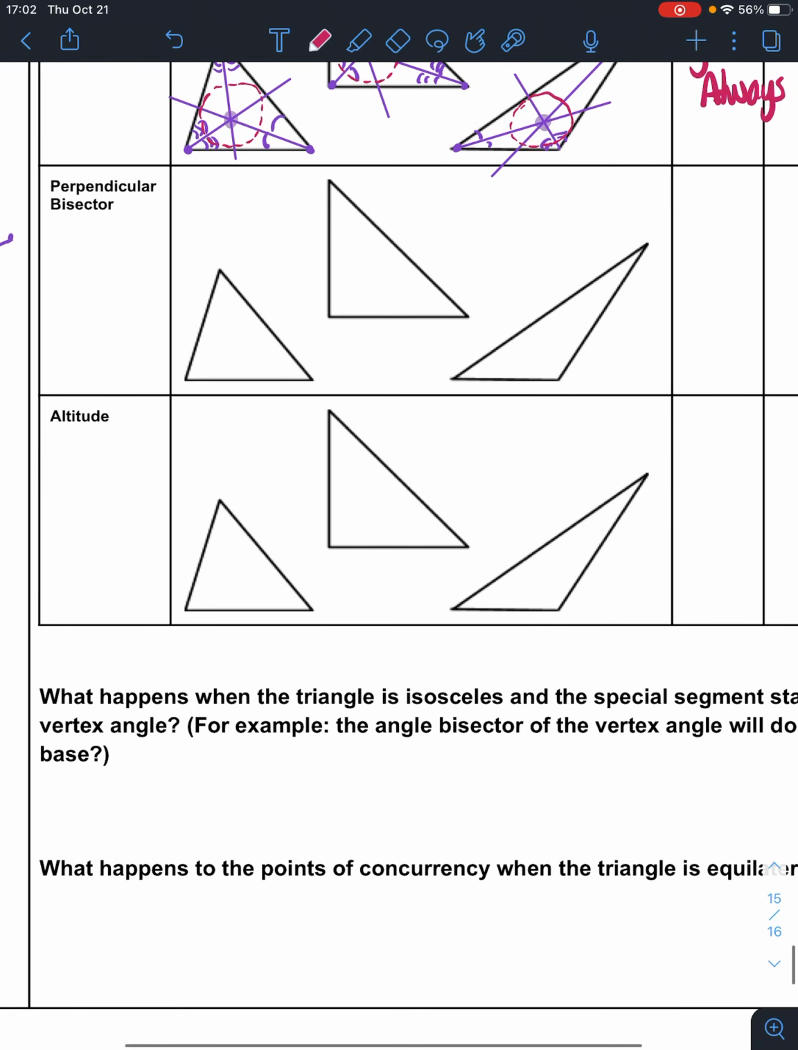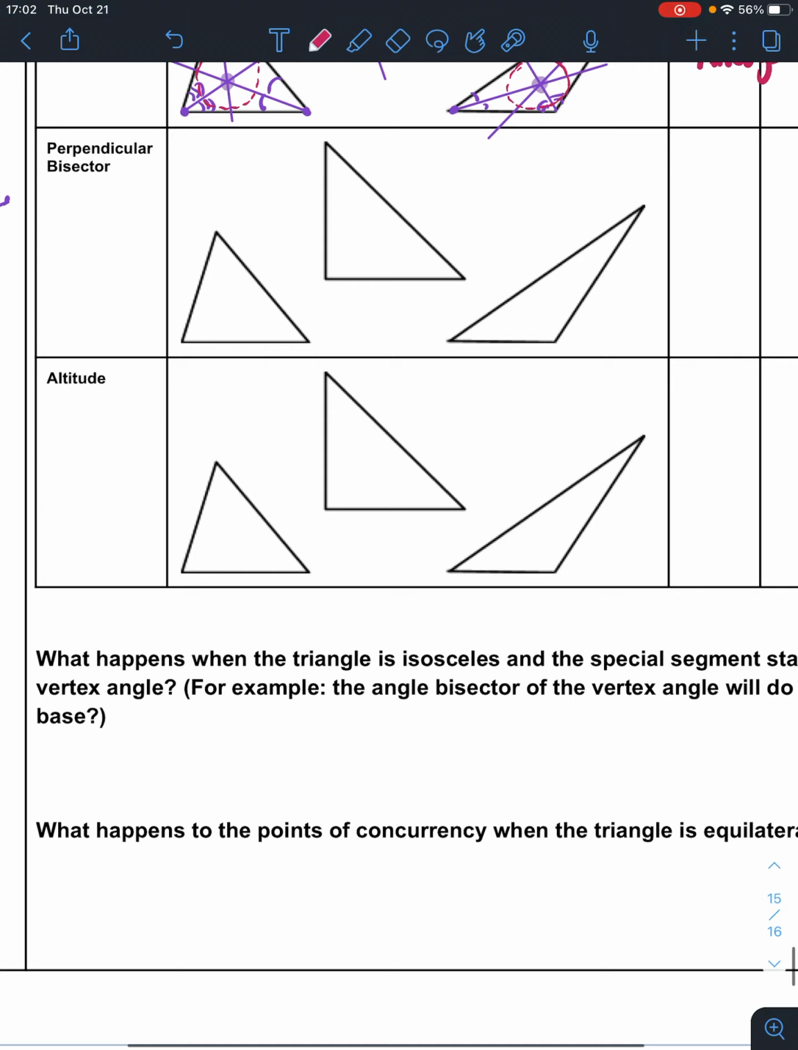Okay, and then we've got a perpendicular bisector. Perpendicular bisectors do not originate from the vertex. So what you want to do is look at your side and cut it in half. So we're going to find our midpoint. There's our midpoint. And then I'm going to draw a line in that's a right angle. Okay, so there's my perpendicular bisector.